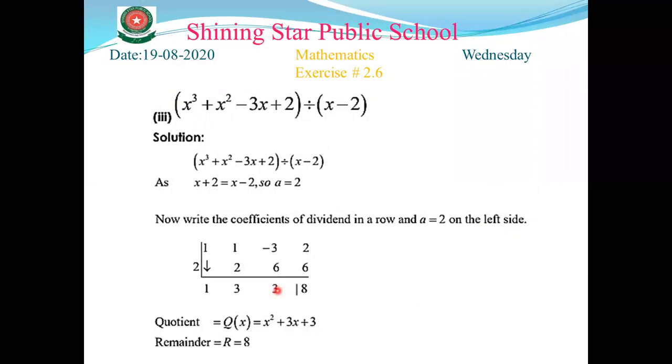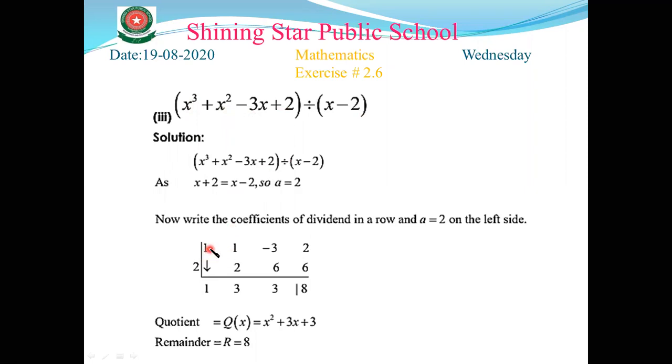Now, the next part, number 3: x cube plus x square minus 3x plus 2 divided by x minus 2. Again, that is a very simple question. x minus 2 is equal to 0. And you know that we can solve with 2, because when we take minus 2 to the right hand side, it becomes plus 2. And here the coefficients are 1, 1, minus 3, 2.